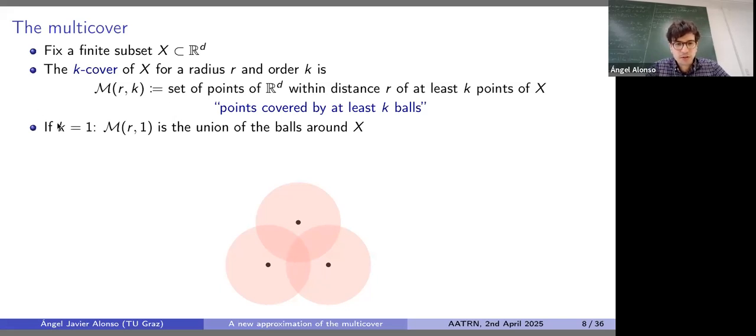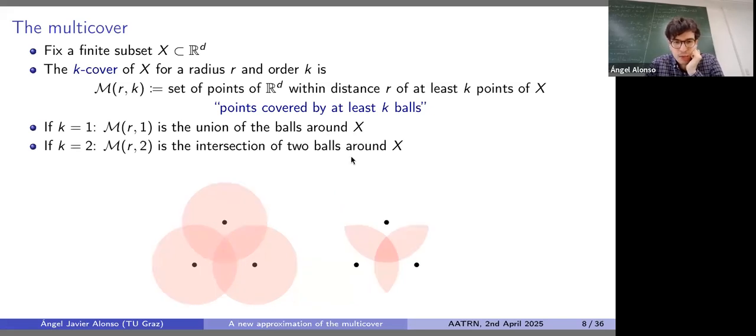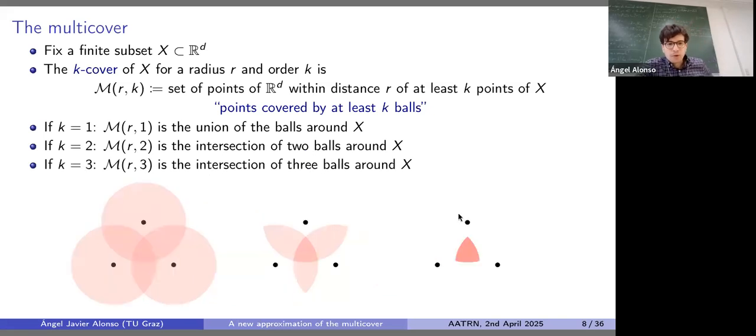Here I show a bit of an example. If k equals 1, the 1-cover is just the union of the balls around X. In this sense, it's an extension of the union of balls. And if k equals 2, the 2-cover is just the intersection of two balls around points of X, like I show here. So this will be the 2-cover, this little cross. And we can continue, k equals 3, this is just the intersection of 3 balls, and so on and so forth. This will be the picture, this little wedge for k equals 3.